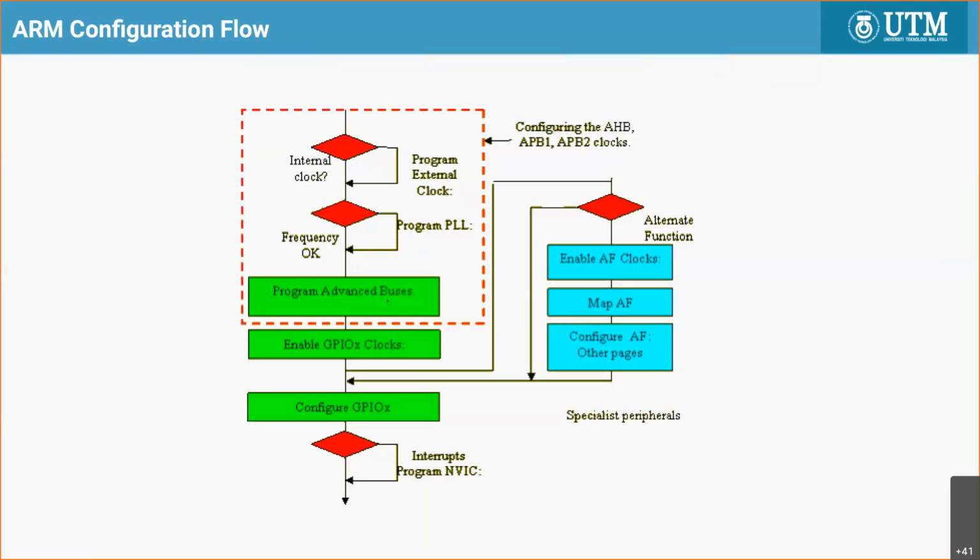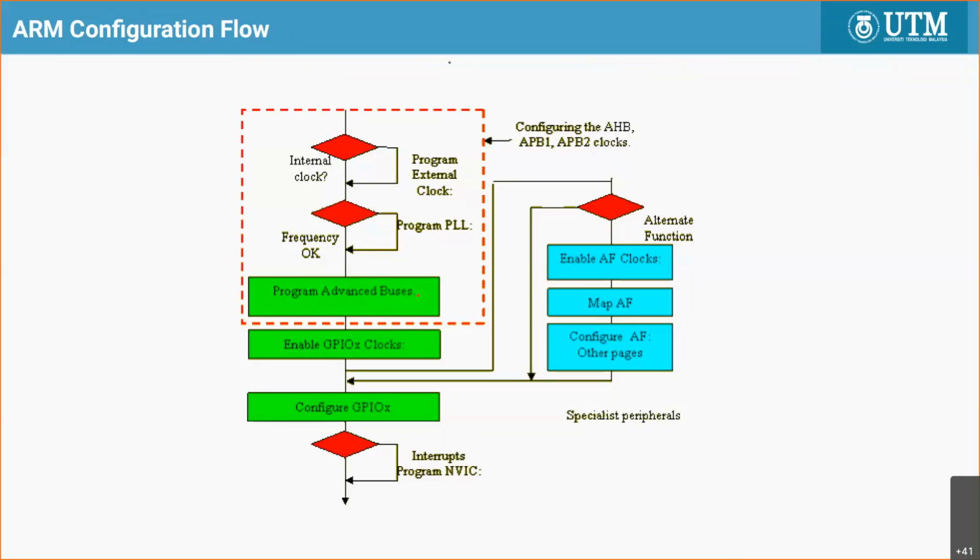I have to decide whether I want to use the built-in clock or I want to go faster. If I want to go faster, then I have to program the external clock. And then after that, does it have to do with PLL or not? If yes, then you have to program the PLL. And then you have to program the advanced buses. So this part, the dash line, is the one that is done by the STM32 configurator.